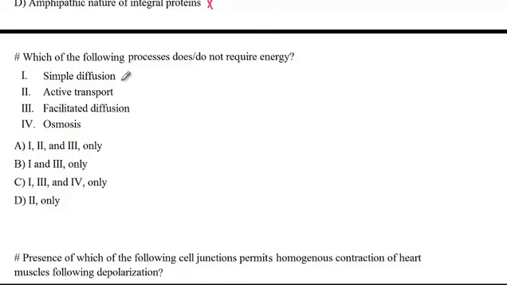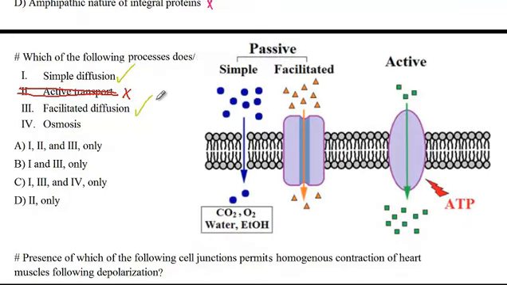We just discussed how with simple diffusion, molecules are moving from area of high concentration to area of low concentration by directly going through a plasma membrane. So this process does not require energy. Active transport, on the other hand, does require energy in order to move molecules against their concentration gradient. So choice 2 would be incorrect. Next we have facilitated diffusion, which also moves molecules from area of high concentration to area of low concentration, except that here it gets help from either protein channels or carrier proteins.